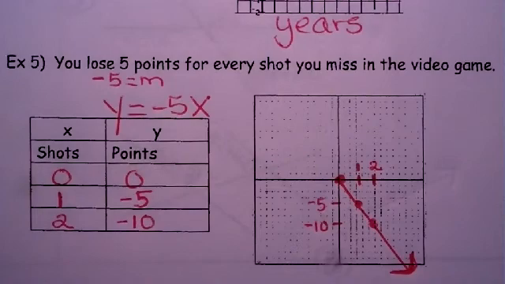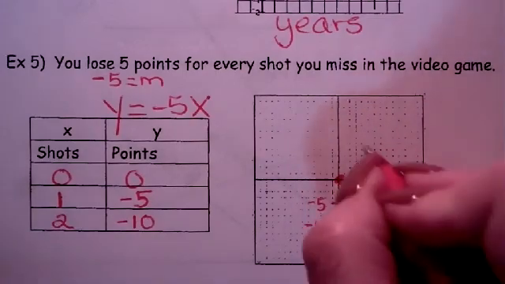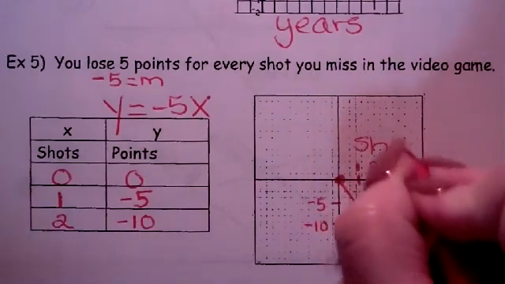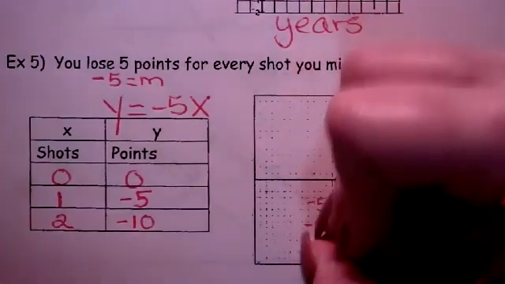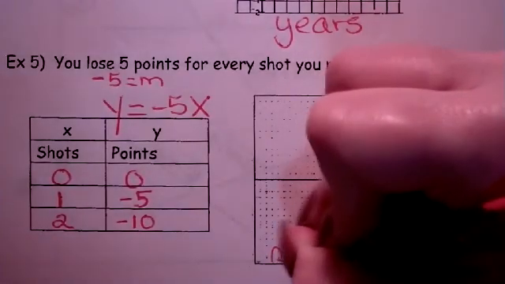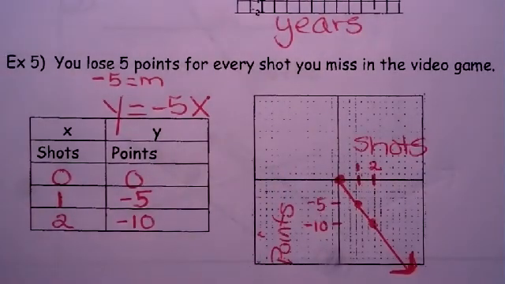Okay, now let's think about our labels. Our x-axis right here is what? The shots. What's my y-axis right here? The points. Just like that. Okay. So I still have my little labels going on there.